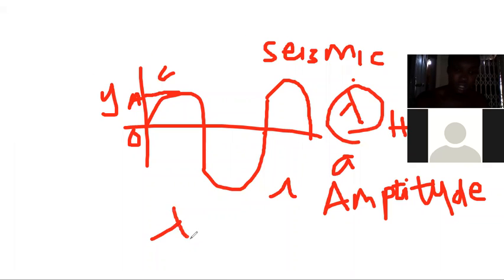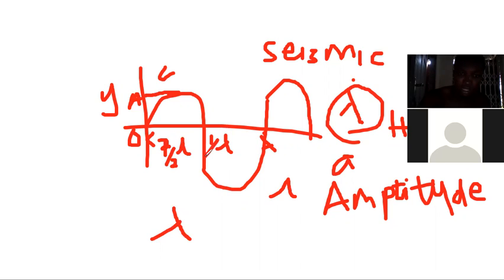How is one cycle? Don't worry, we will talk about it. One cycle will be one complete wavelength. So from here to here is one cycle. When it moves from here to the other side, that is also another cycle. From here to here is equivalent to one wavelength. So from only here to here will be half of the wavelength. Likewise, from here to here is half of the wavelength.